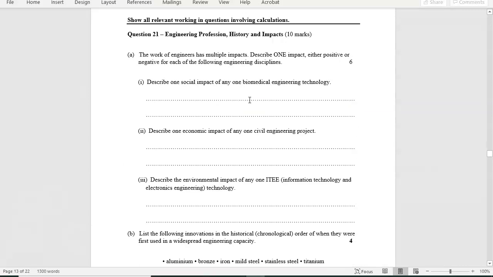Okay, we've got 6 marks here for describe. This, I think, is slightly new. Normally, I wouldn't ask for this sort of detail, this extensive.